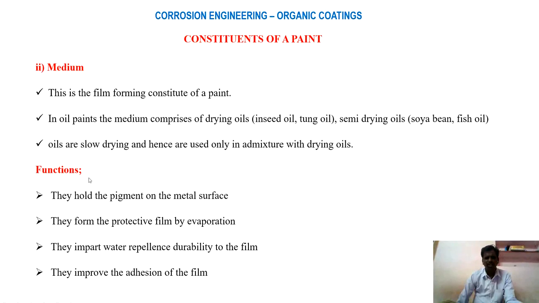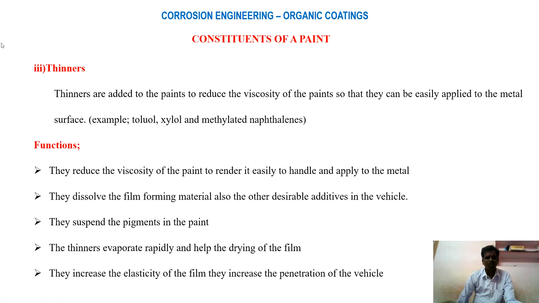Now functions. These oil materials are used to hold the pigment on the surface of the metal. They form a protective layer after drying, and they are more hydrophobic in nature. They repel the water. Thereby, water cannot diffuse through this film. So the metal is free from water or humidity. Thereby, we can reduce the corrosion rate. After that, the medium has strong adhesion in nature. Adhesion means attaching ability. Because of this adhesive property, they can be easily coated on the surface of the metal. Next one is thinners.